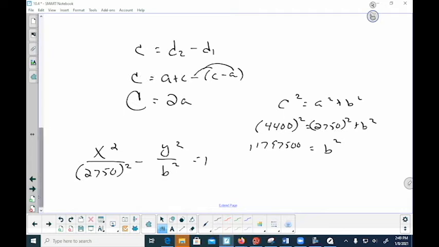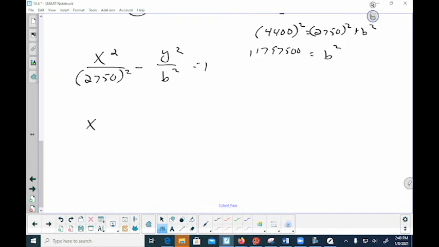Now I have b squared, so I'm going to rewrite this as x squared over, and then I went ahead and squared that 2750, just because I thought that would help me out later on.